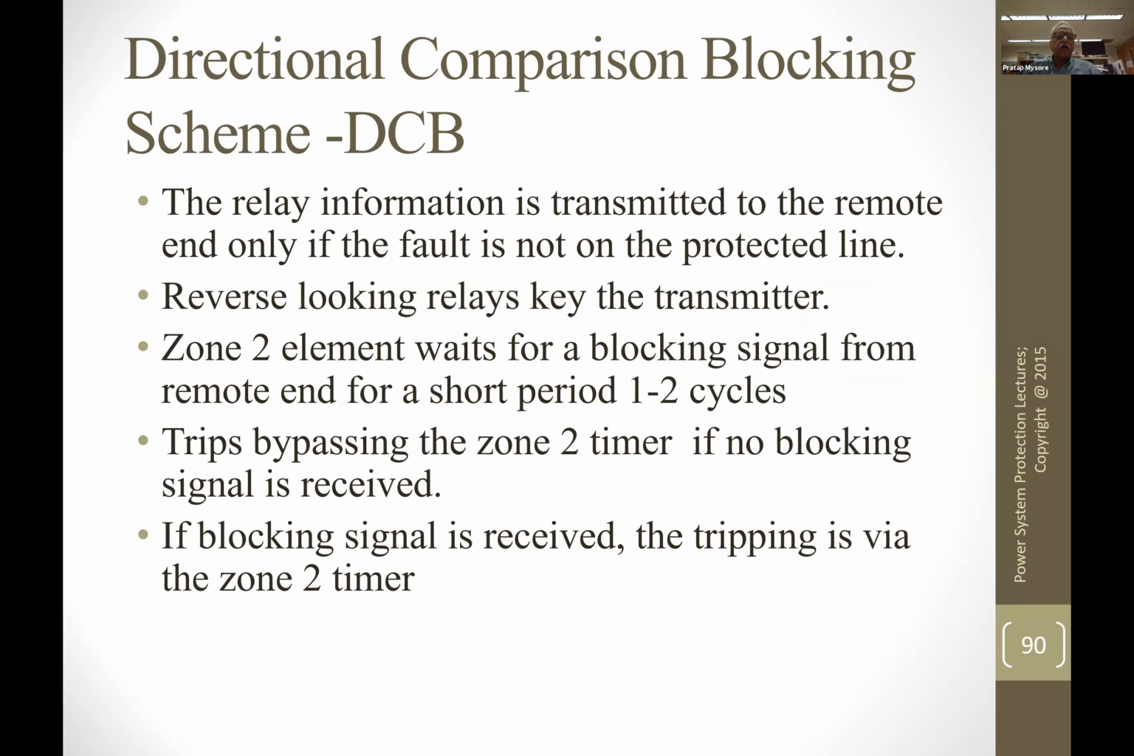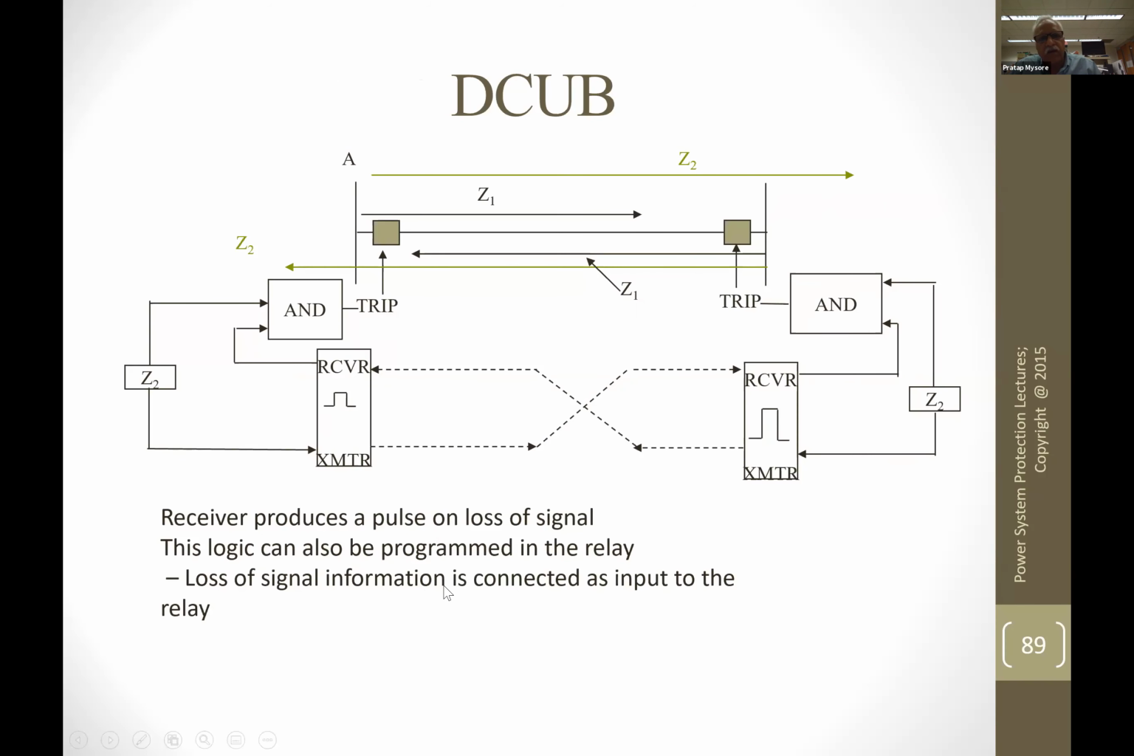Now, there is another philosophy when you look at all these schemes we talked about, DCUB or permissive overreaching schemes. In these permissive schemes, the transmission of the signal took place from station A to station B when there was a fault on the line section. So we were exchanging information of the distance elements operating for the fault looking towards the line section. So we are trying to transmit a signal on the line which is already faulted.